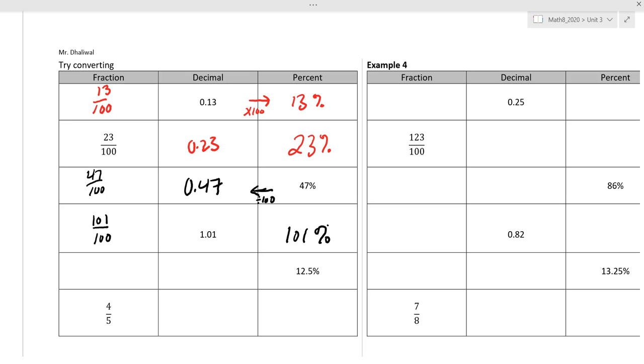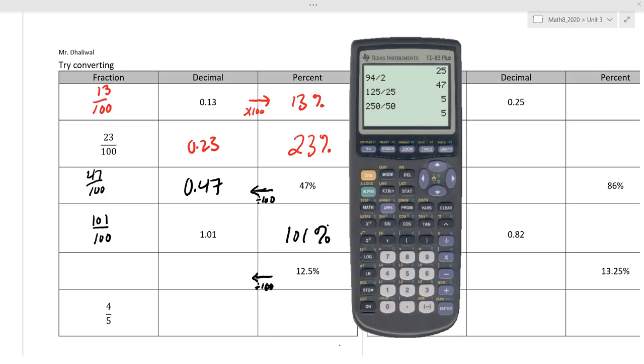Okay, 12.5% as a decimal. What would that be? We have to take our number and divide by 100, so 0.125. Or move the decimal 2 places to the left. If you're not comfortable, just do it on your calculator. Divide by 100.